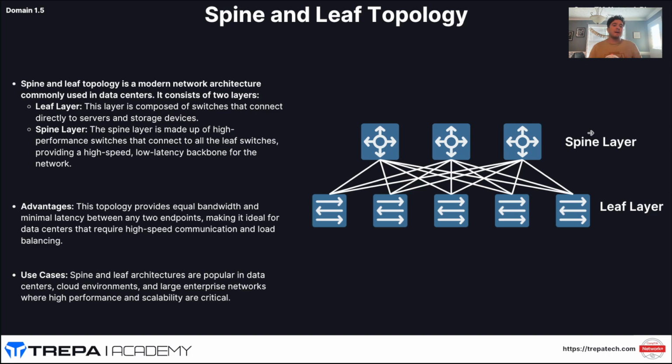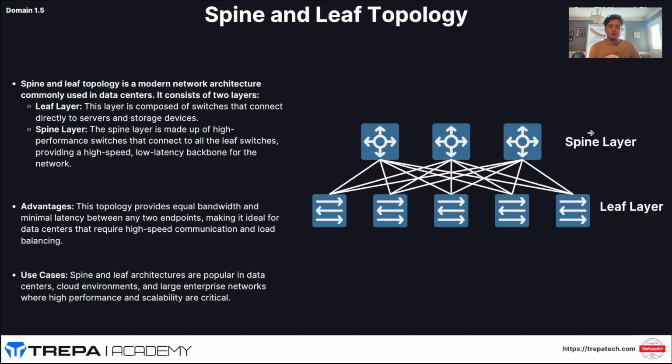By implementing this spine and leaf layer, you get rid of things like spanning tree, you get rid of some complexity, and you get that low latency because every single leaf switch is always one hop away from each other. So the leaf layer is composed of switches that connect directly to servers and storage devices. That'll be where your server farms, where the data center compute and storage connects to.